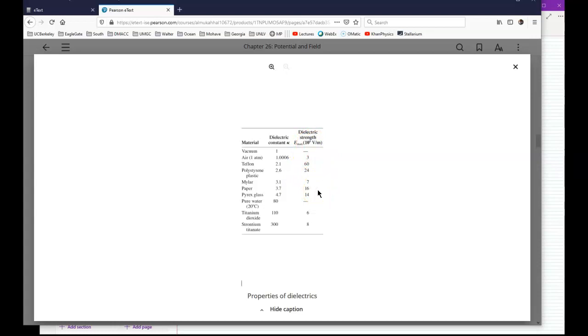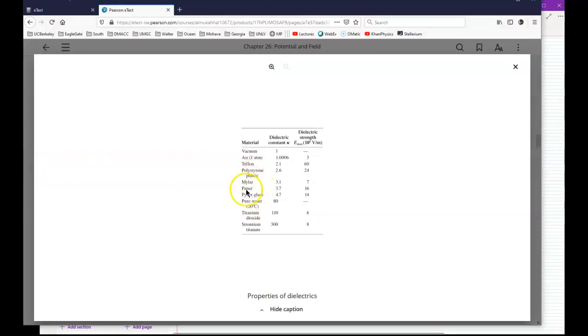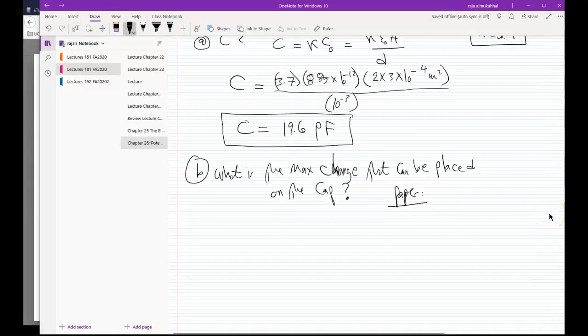Now, with this in mind, back to the problem. He said, what is the maximum charge that can be placed on the capacitor? For paper, I go back to the table and ask, what is the maximum electric field? The maximum electric field for paper is 16 million, so it's 16 times 10 to the 6 volt per meter. That's the maximum electric field, Emax.